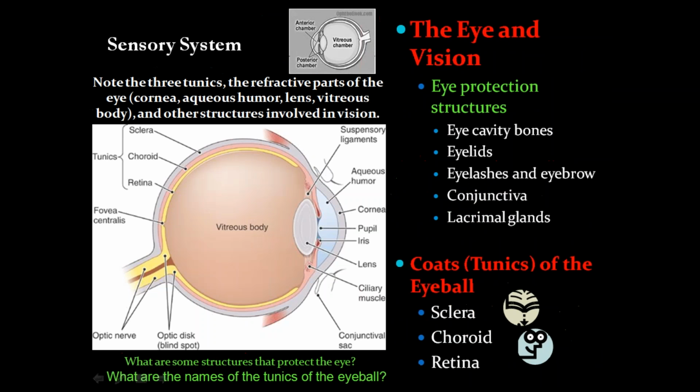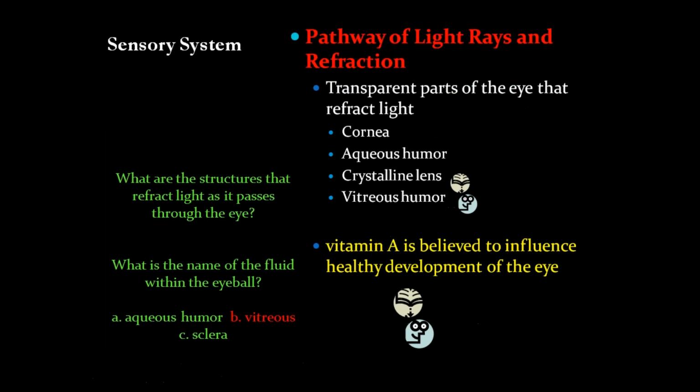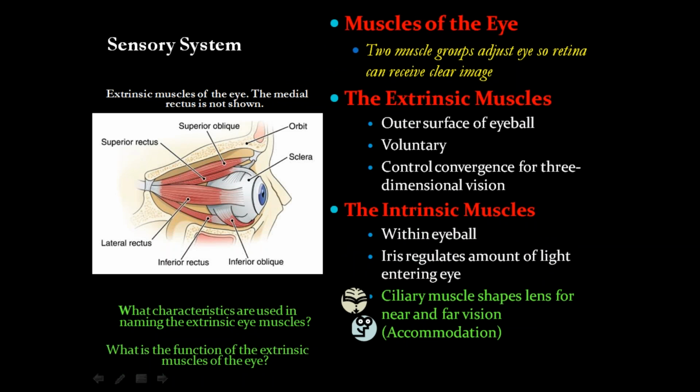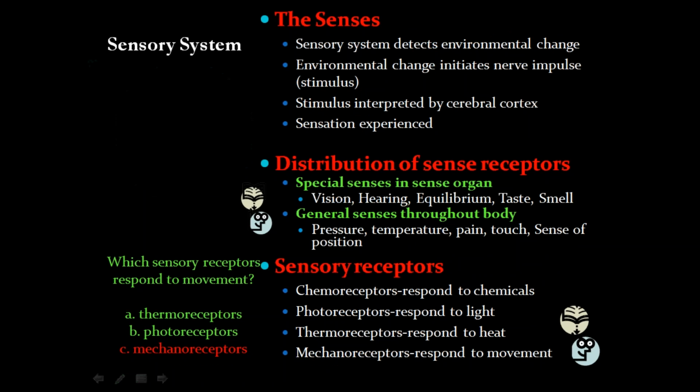Okay, about the senses, we need to remember the 3 layers and the 3 chambers. Remember, vitamin A is going to influence the rods, not the cones. So we have extrinsic and intrinsic muscles. Intrinsic is going to be the pupil. Remember, we were talking about this. I'm going back here to see the picture.